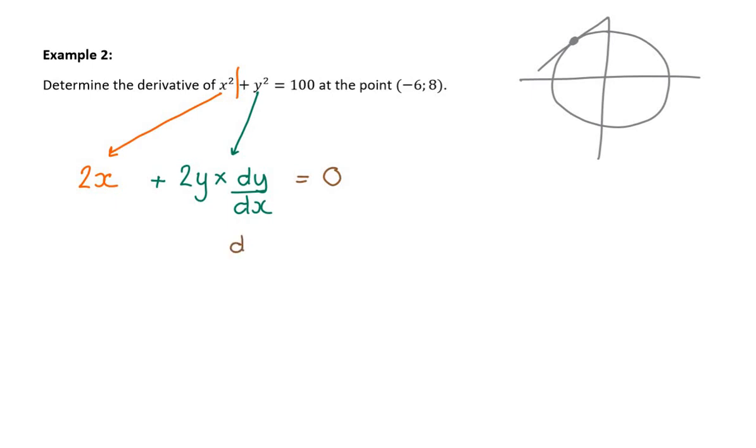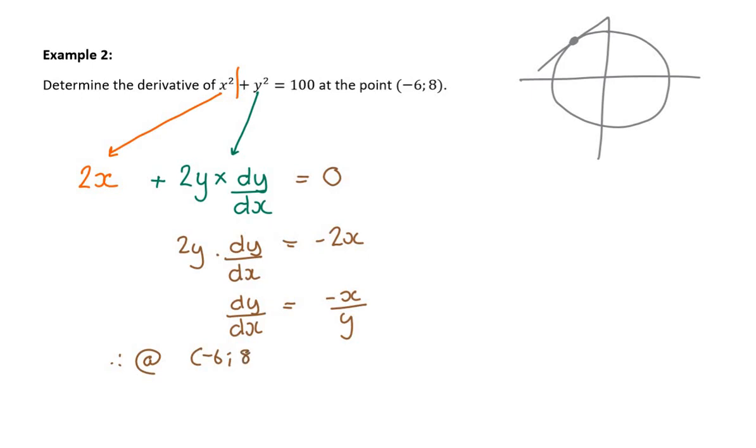So dy/dx, 2y dy/dx equals negative 2x. Then if I divide by 2y, the 2's will cancel, and it's equal to negative x over y. Now that I know the point, at (-6, 8), dy/dx will be equal to negative x over y, which is negative of negative 6 over 8, which is 6 over 8, which is 3 over 4.